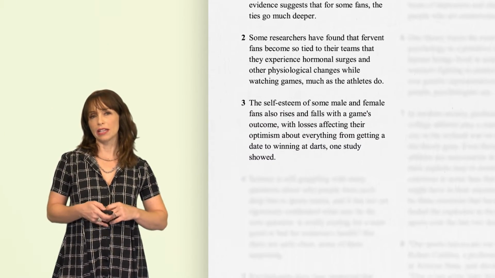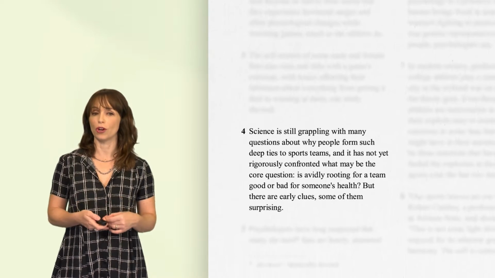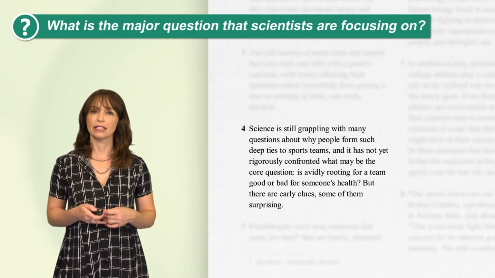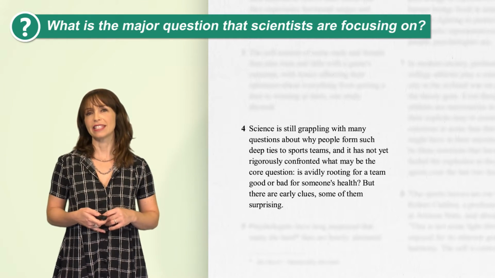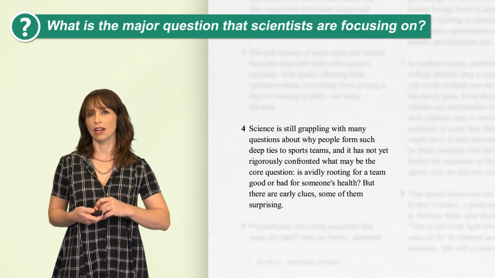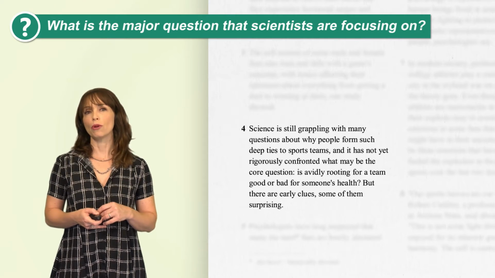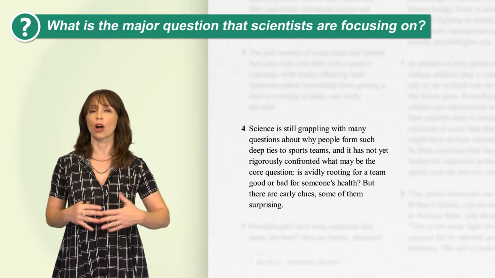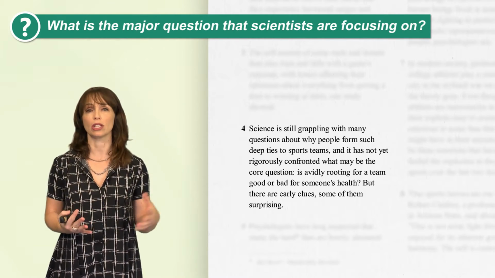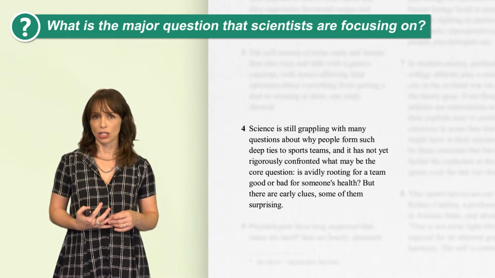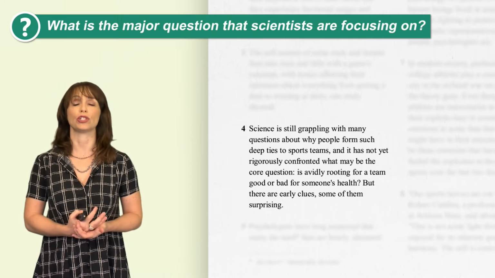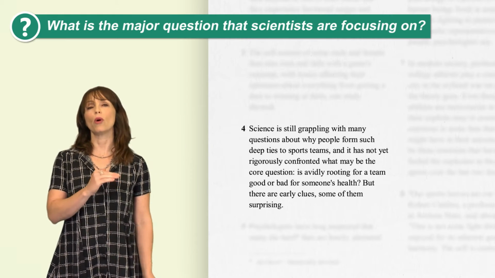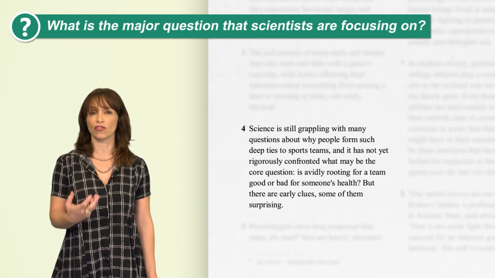Okay, so now we're going to go to paragraph 4. And we're going to try and answer what is the major question that scientists are focusing on. Now, remember that if you have a major question at the beginning of the text, usually the writers raise the main idea through a question. Now here it says, what is the major question that scientists are focusing on.